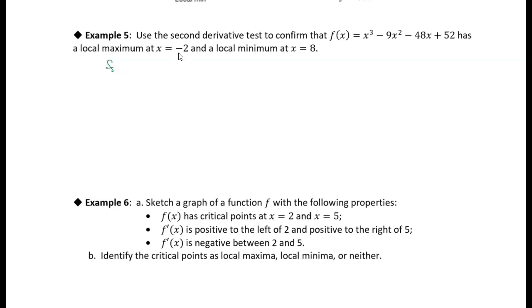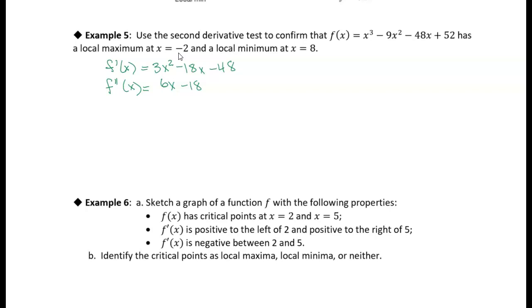So let's go back. Our derivative, as a polynomial, is really easy to find. It's 3x squared minus 18x minus 48. Now it's much easier to take the second derivative when the first derivative is in polynomial form, so I'm just going to leave it like that. I'm not going to use the factored form like I had before. The second derivative is just the derivative of the derivative. So if I do the second derivative, I get 6x minus 18.